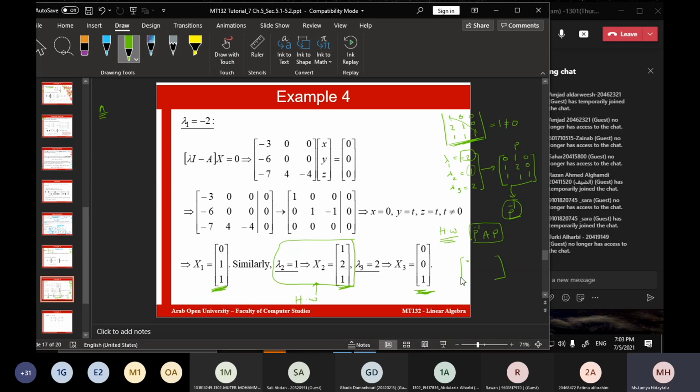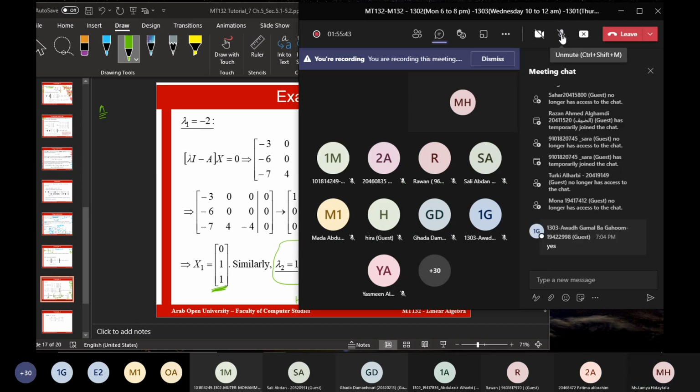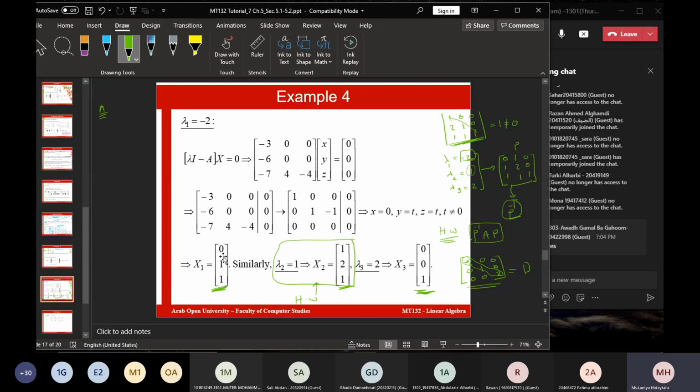which is diagonal. What are its elements? The elements are the eigenvalues, which is minus 2 here, then 0 0 0, the other is going to be 1 and 0 0, and the last is 2. So the eigenvalues are here on the diagonal. So this is your matrix D. Clear? Up to now, is it clear? Any question?